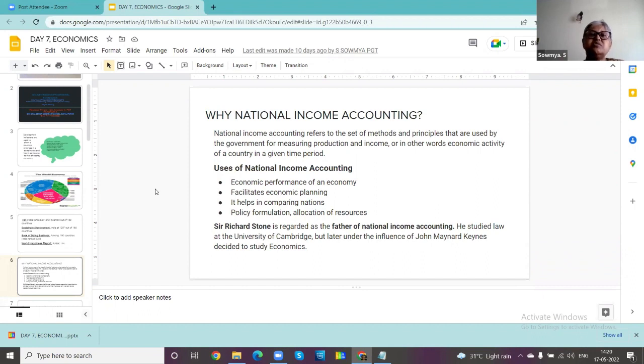Later on, of course, macroeconomics was born after John Maynard Keynes introduced the system. John Maynard Keynes decided to influence Richard Stone, and Richard Stone decided to study economics.